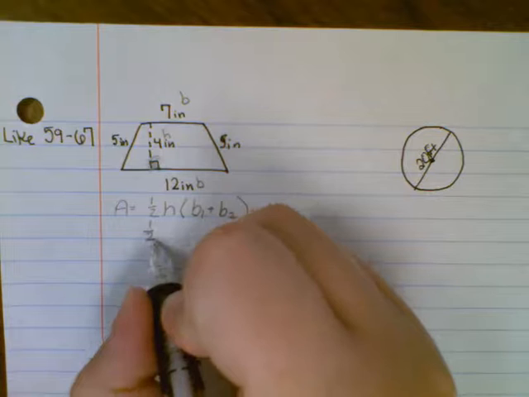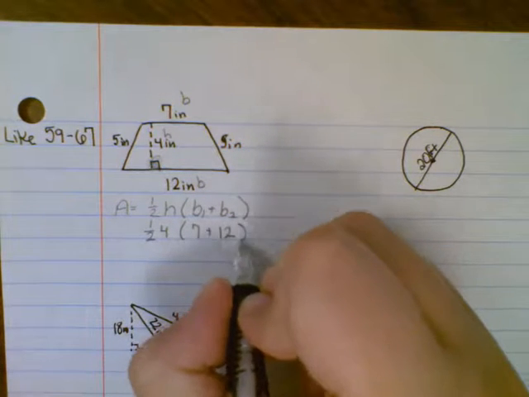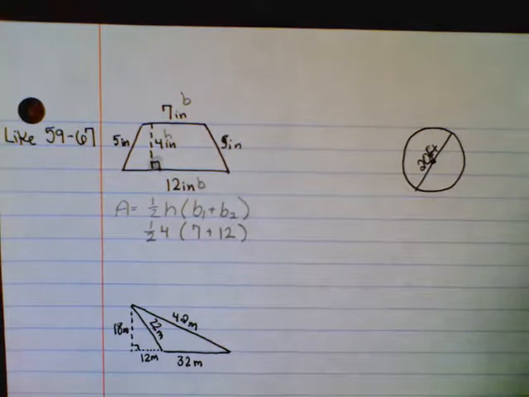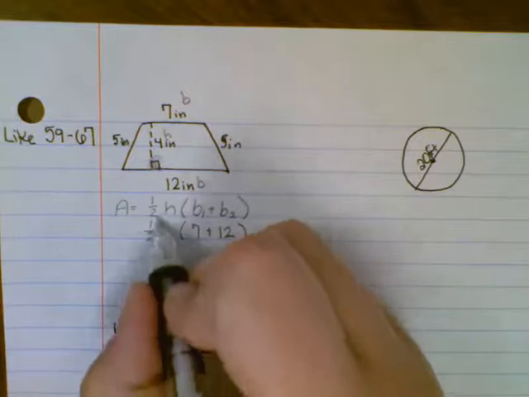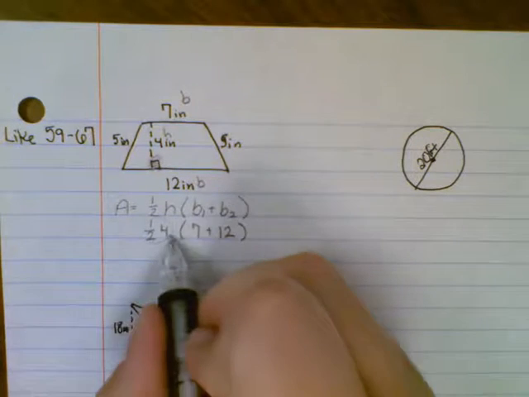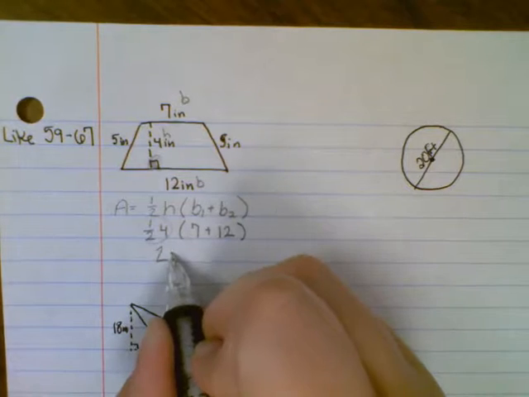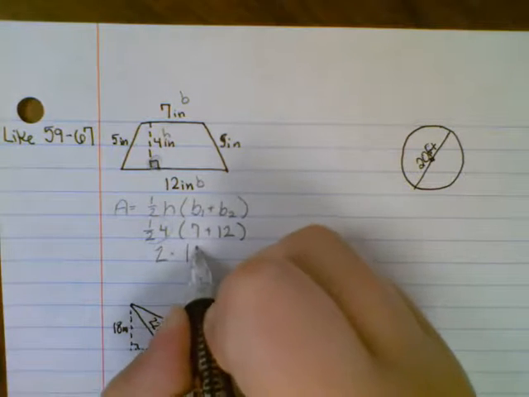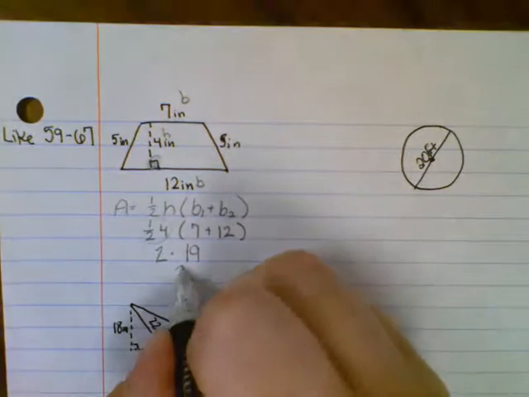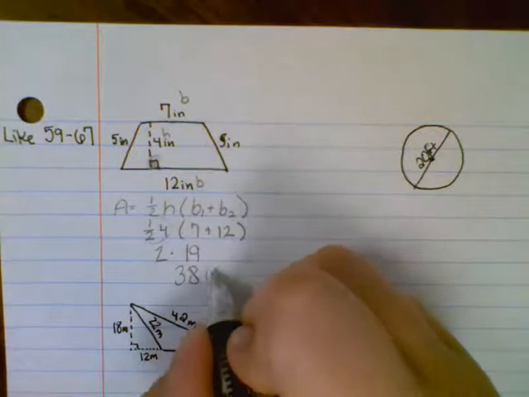So this is 1/2 times 4 times (7 + 12). If you do PEMDAS, you would do parentheses first, but you can do this at the same time. So I'm going to do 1/2 of 4. So 1/2 of 4 is just 2. Another way to think of that is 4 divided by 2. And then I'm going to add those together, so I'll have 19. And 2 times 19 is 38. Our units were inches, so we have 38 inches squared.